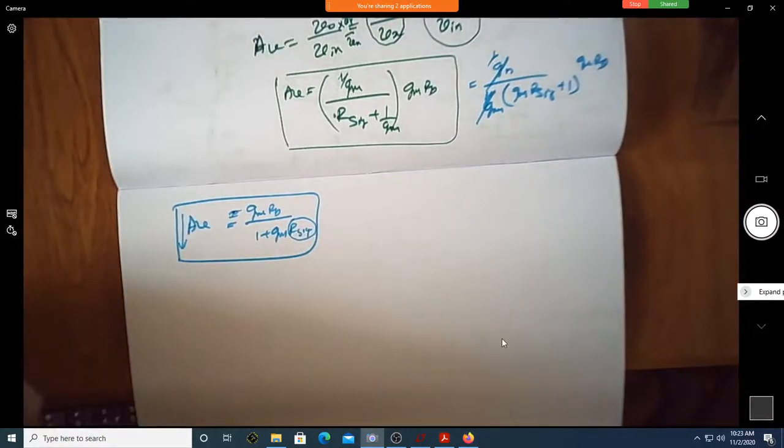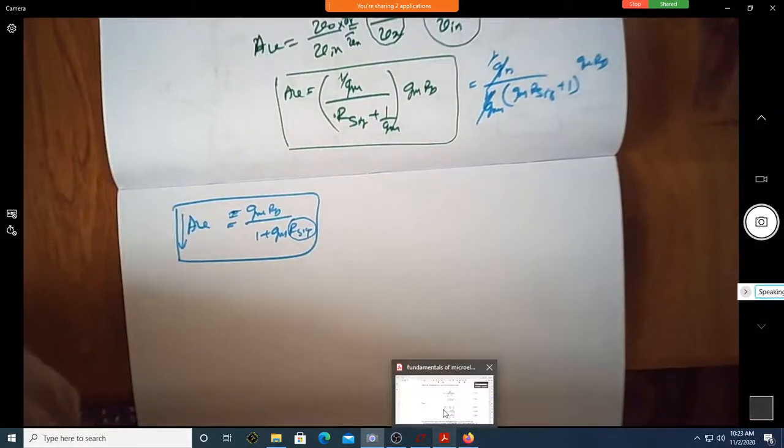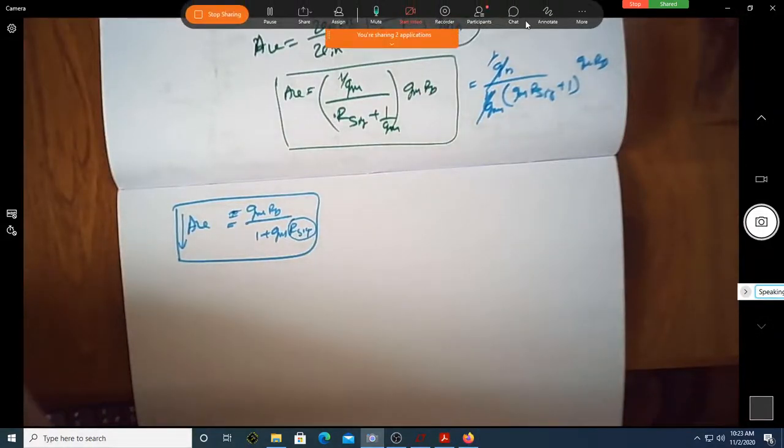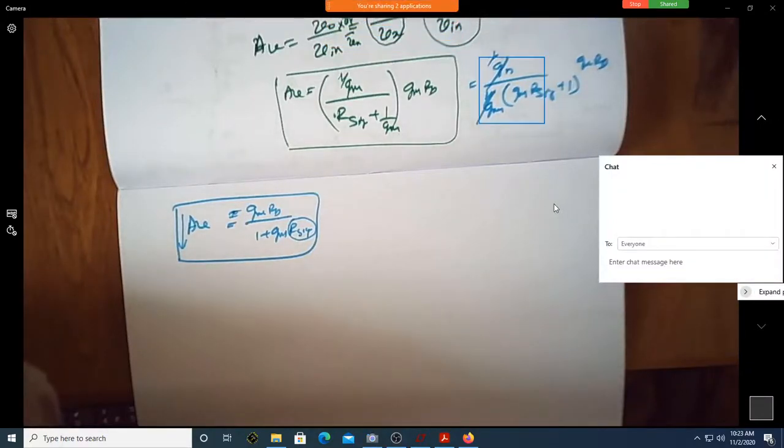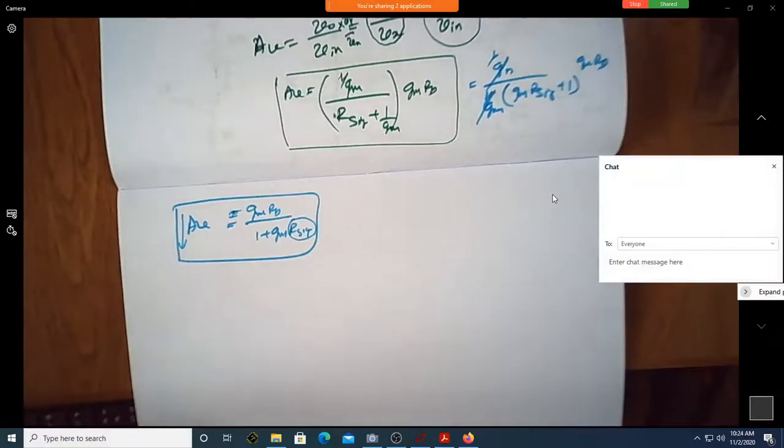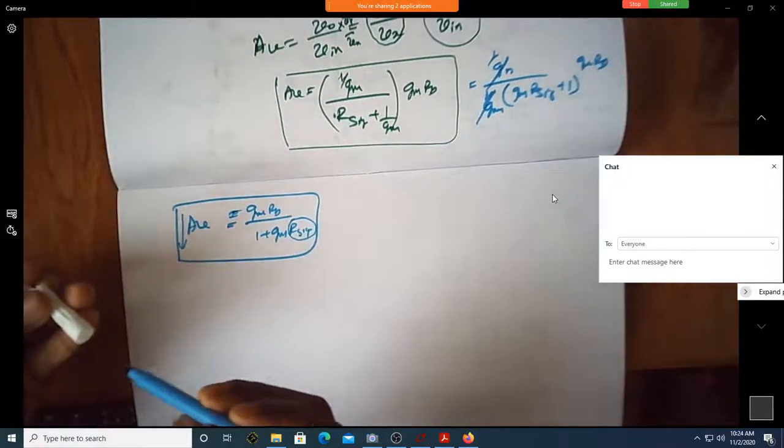Okay, let me know from all of you, maybe just put in the chat box. Would you be able to get the effect of R signal on the gain of your CG amplifier? Just say yes, no, got it, or once again, just put it in your chat box.